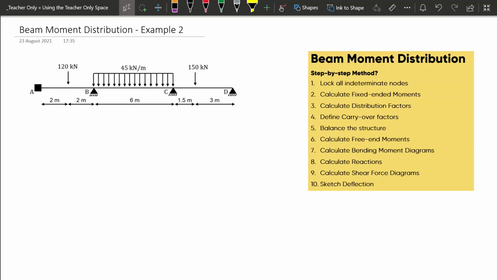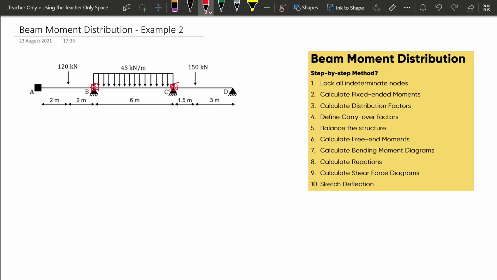Hi everyone. This video is the solution for example 2 in the context of the beam moment distribution method. We're going to go through it step by step to solve this problem. The first thing we need to do is lock all indeterminate nodes. In this case, the indeterminate nodes are B and C, because we don't know their moment or rotation.